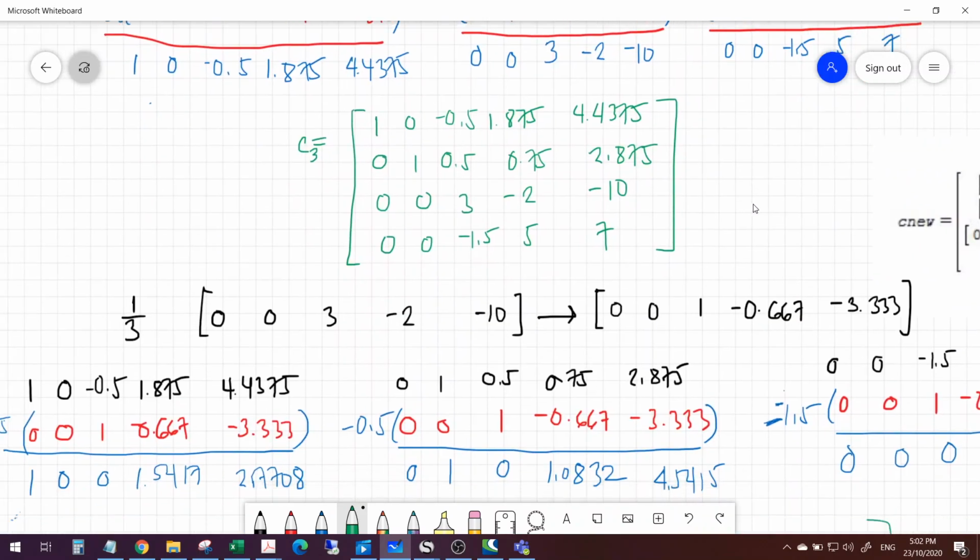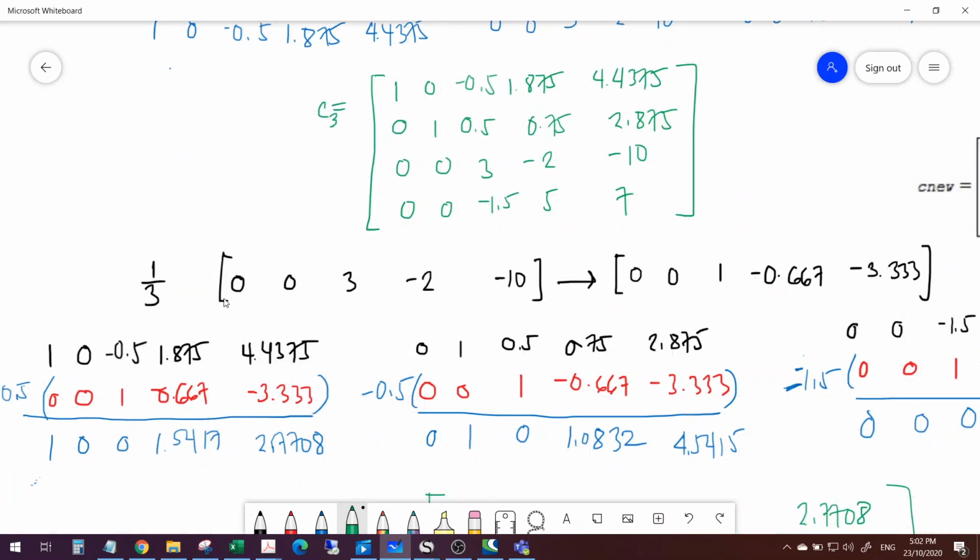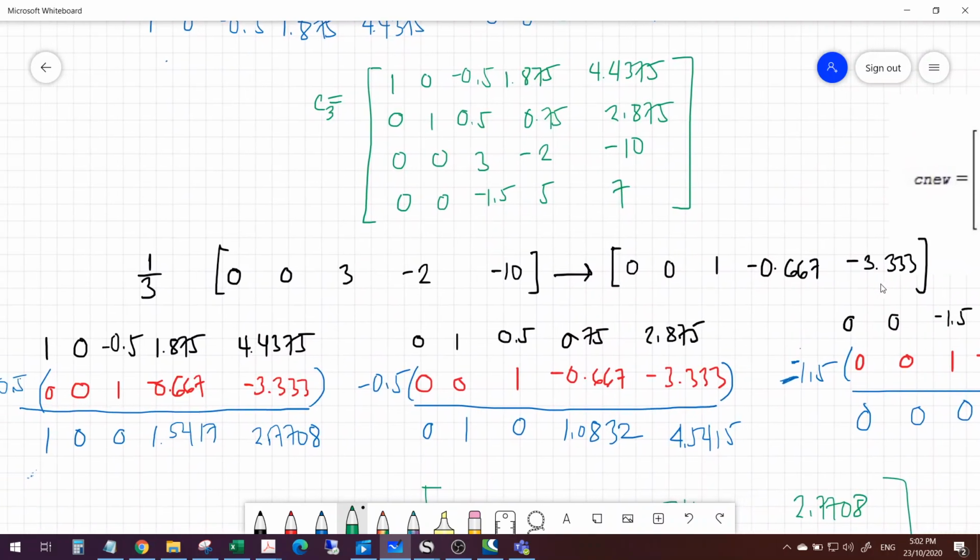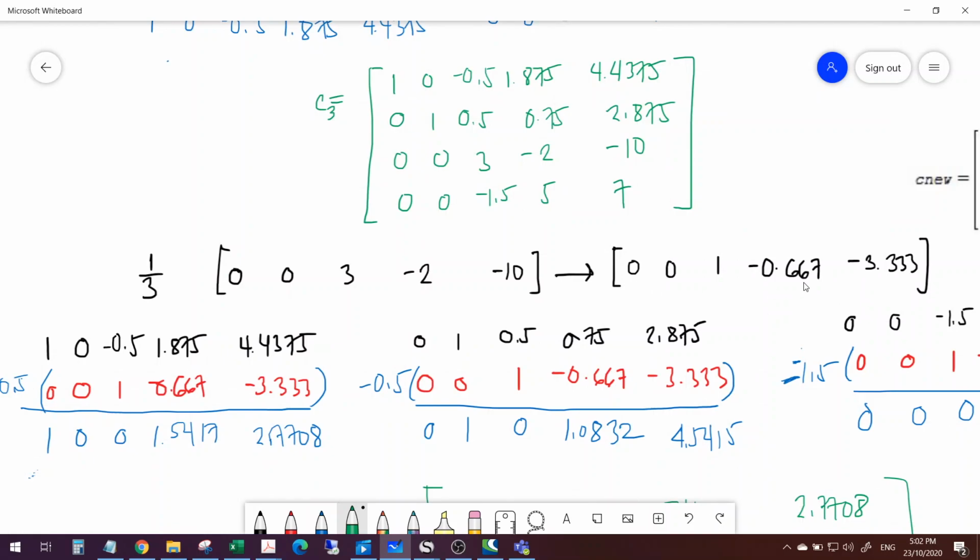So here, rewrite the third row: 0, 0, 3, -2, -10. Of course, to make this 1, we will multiply that by 1/3. So 0, 0, 1/3 times 3 is 1. 1/3 times -2 is -0.667. And then -10 over 3 is -3.333. Okay, so we now have the normalized row here.